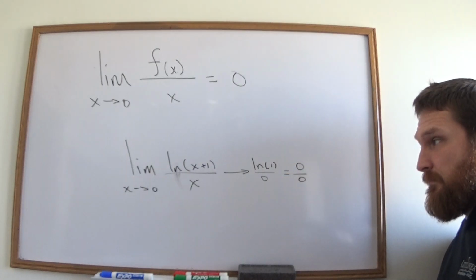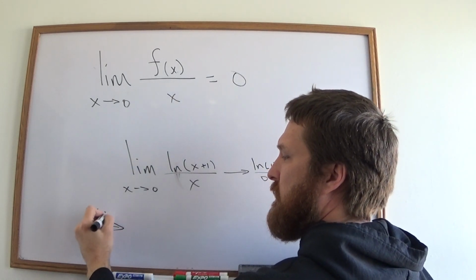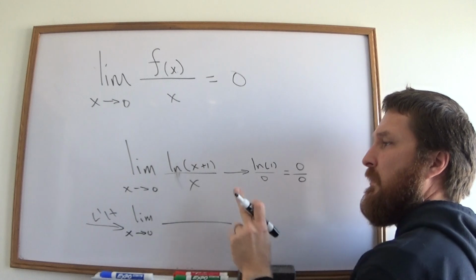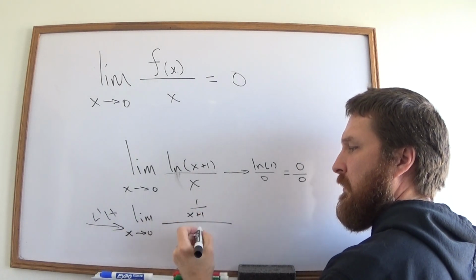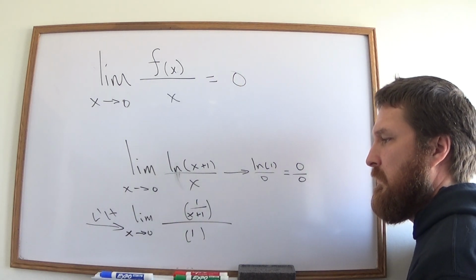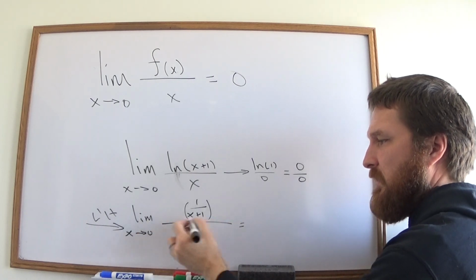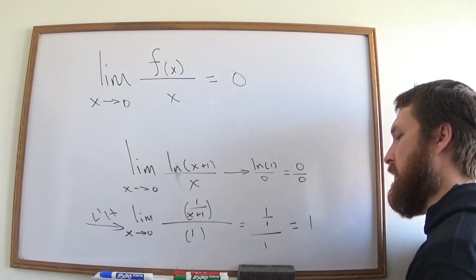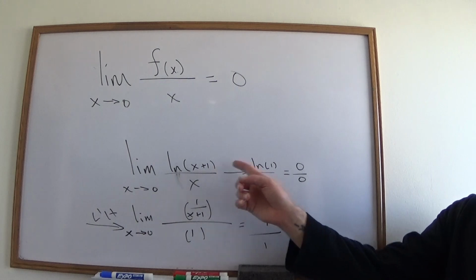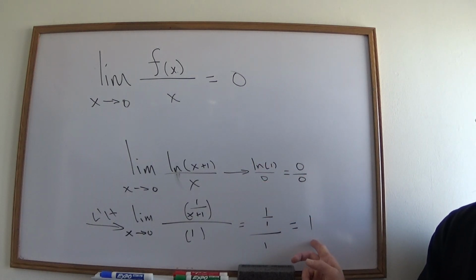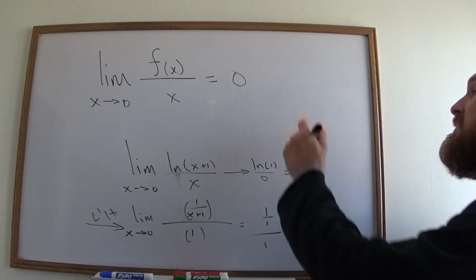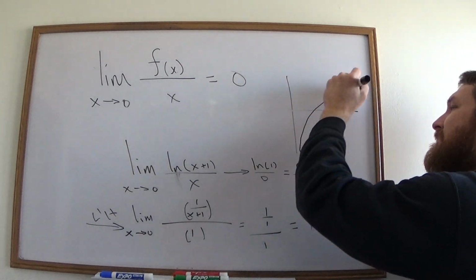So can we use L'Hopital's rule? Yes. L'Hopital means that this is the same thing as the limit as x goes to 0 of 1 over x plus 1, over 1. Just plug in a 0: 1 over 1 over 1 is just 1. Okay, so this one does work out. But notice that the denominator also had to go to 0 for that to work out. They go to 0 at this rate, because the slope of it here is 1.